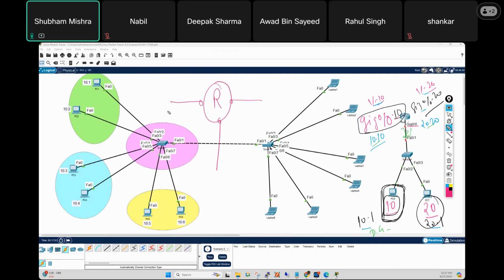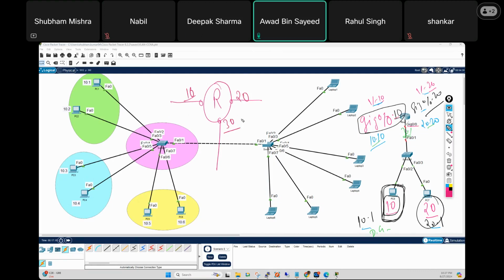I told you in the first or second class, every interface of a router is in the same network or a different network? Different network. So here I can configure 10, here I can configure 20, and here I can configure 30. There is no problem. Yes or no?